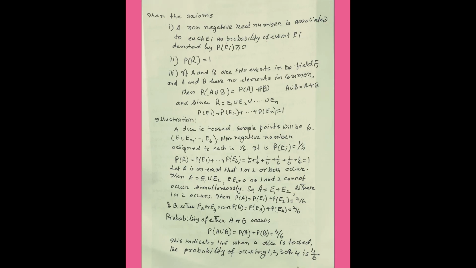So this is all about axioms. And next is the deduction of theorems based on axioms. Theorem 1: the probability of phi is equal to 0.